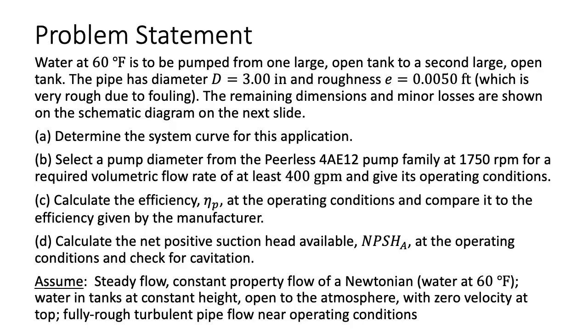For this problem, we will first assume steady, constant property flow of a Newtonian fluid, which is water at 60 degrees Fahrenheit. Second, we will assume that the water level in the large tanks is constant, that the water is open to the atmosphere, and that the velocity of the water at the top of each tank is approximately 0. Third, we will assume fully rough turbulent pipe flow for our very high pipe roughness.